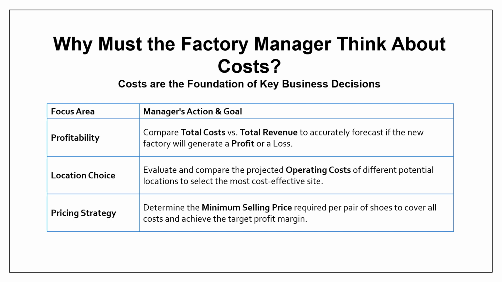Number two, location choice. The manager will have to evaluate and compare the projected operation costs of different potential locations to select the most cost effective site. Number three, pricing strategy. The manager has to determine the minimum selling price required per pair of shoes, for example, to cover all costs and achieve the target profit margin.